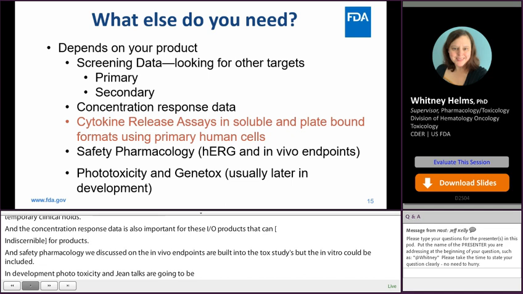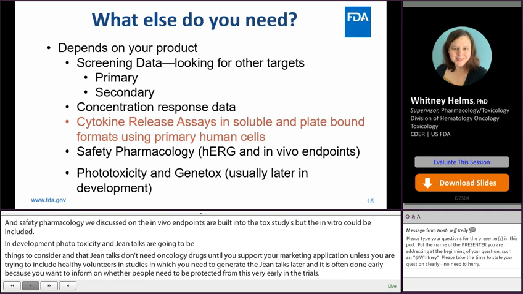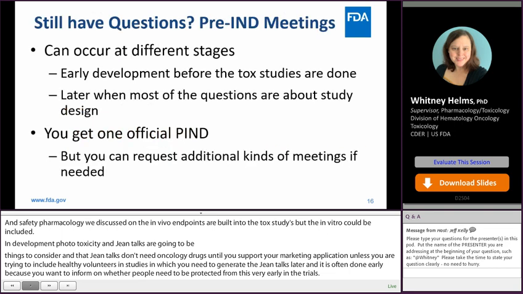Phototox is another thing that's often done early. That's because you want to inform on whether people need to be protected from the sun very early in their trials. Some of these in vitro data can inform on this, and there are some standard assays like the 3T3 assay that are used to assess phototoxicity.